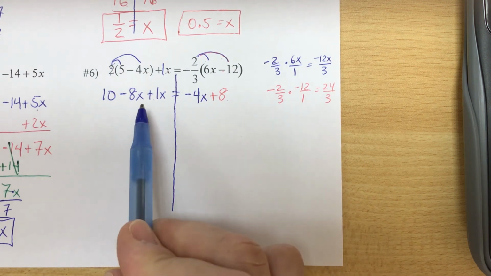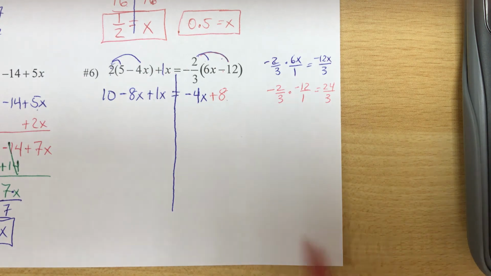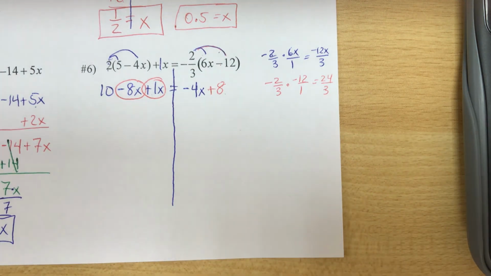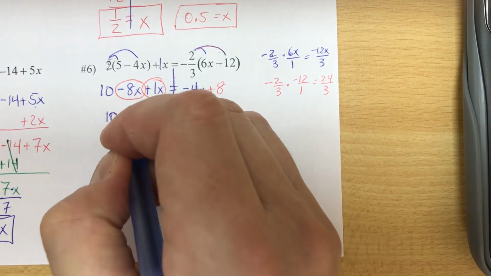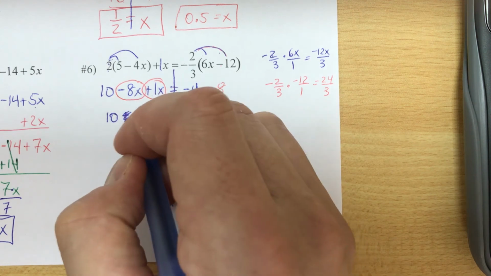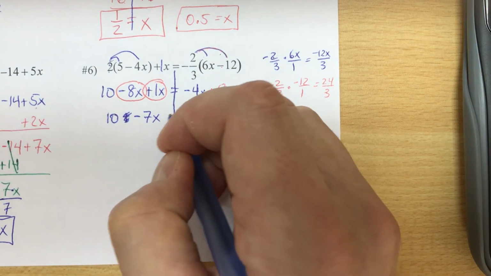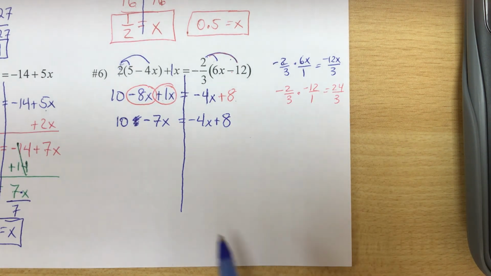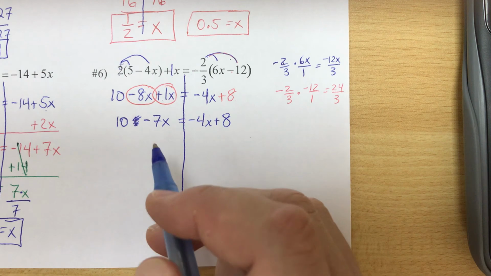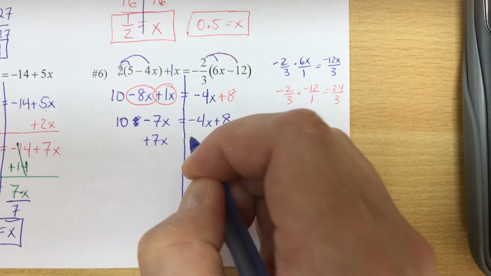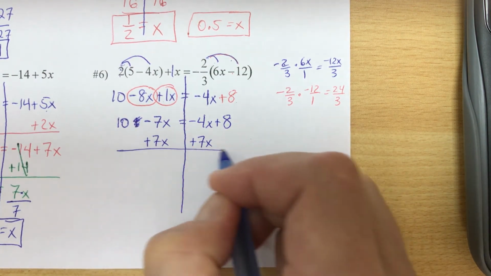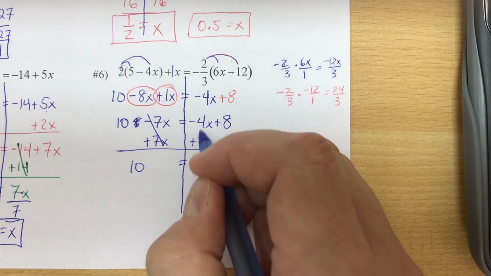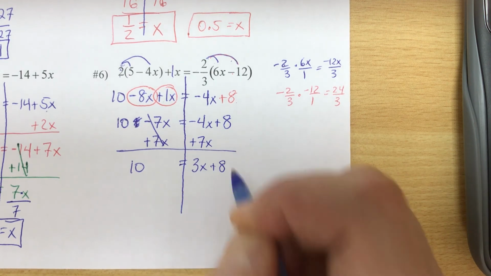Now we've distributed. Before we move anything, do we have like terms? Yes. Negative 8x plus 1x. Whoops, that's not positive. Sorry, that's negative or minus 7x equals negative 4x plus 8. Okay, variables on both sides. I will move the smaller one, which is negative 7x. I will go plus 7x, both sides. So we get 10. That's 0. This would add up to 3x plus 8.